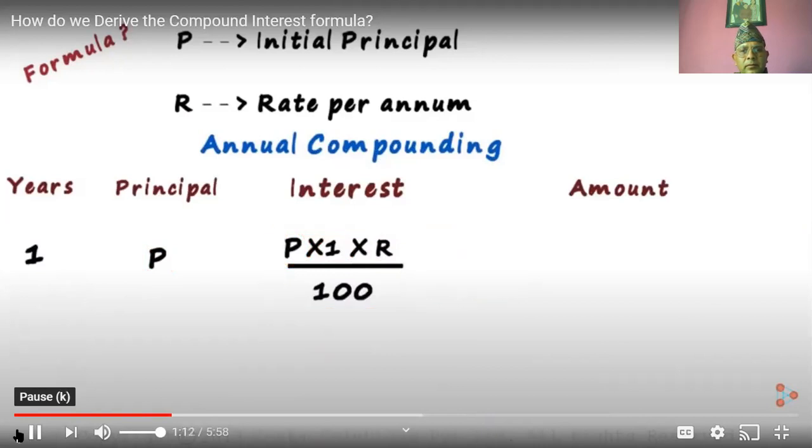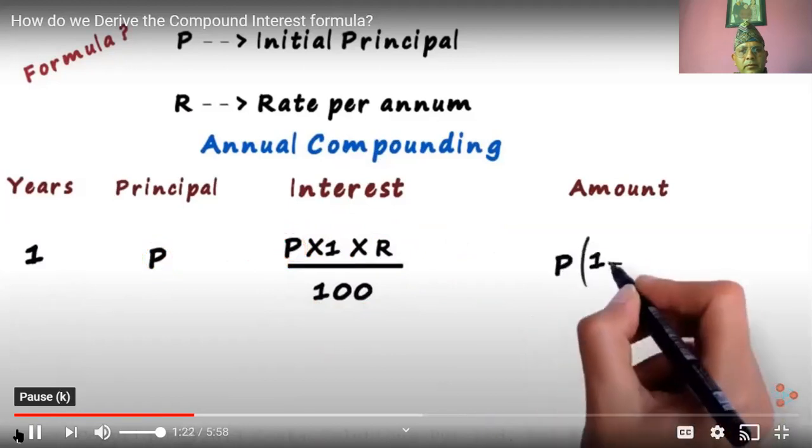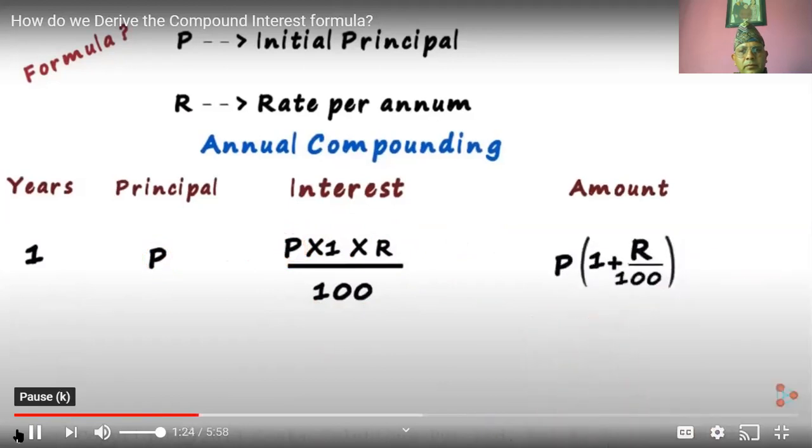The amount for the first year will be this plus this. P is common to both the terms. We get the amount as P multiplied by 1 plus R by 100. This is the amount we will get if we withdraw the money after a year. Since we're trying to find the compound interest, this will be our principal for the second year.